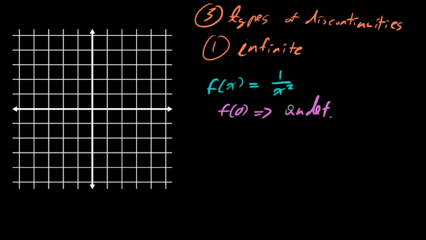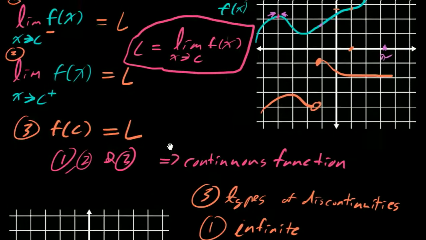undefined. We know that f of 0 is undefined because if we plug 0 into this function, we get 1 over 0 squared, and that's just 1 over 0. And dividing by 0 is undefined. We don't have a way of defining that function. So we know that we must have some type of discontinuity here because we've found a value, like we talked about in the last video.